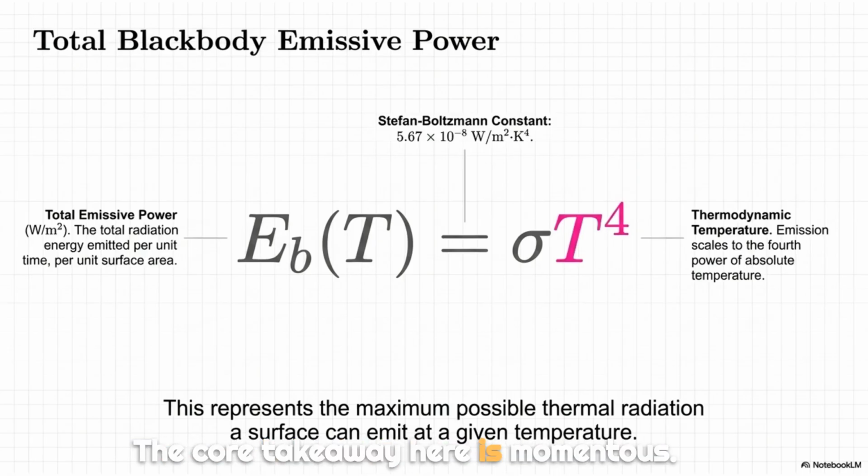The core takeaway here is momentous. Total emission scales to the 4th power of absolute temperature. This means if you double an object's temperature, its radiative energy output increases by a factor of 16. This equation represents the absolute maximum thermal radiation a surface can possibly emit at any given temperature.